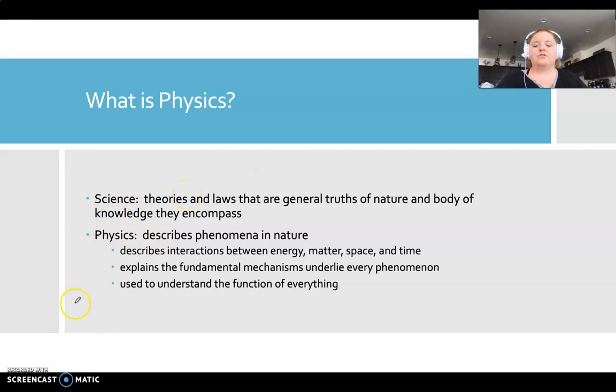Now, physics describes the phenomena in nature and the interactions between energy, matter, space, and time. And it explains the fundamental mechanisms underlying each of these phenomena. And we use physics to understand the function of everything. So this is a base to understanding many different sciences.